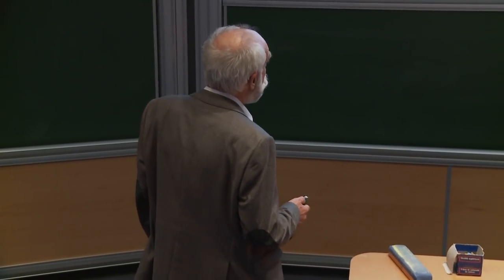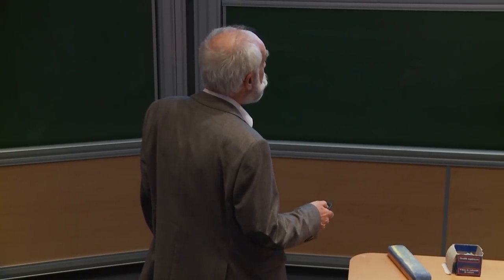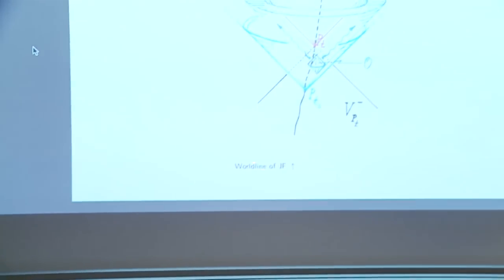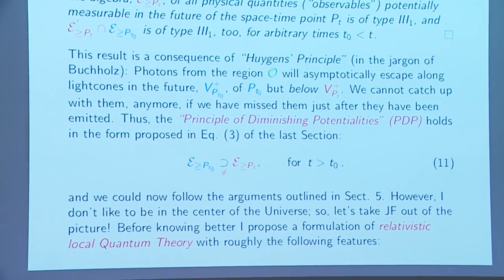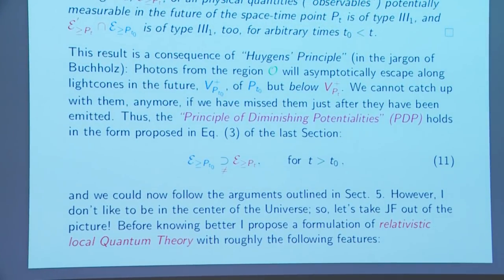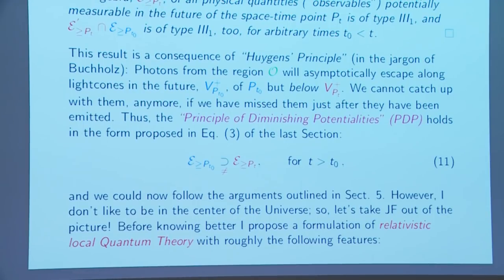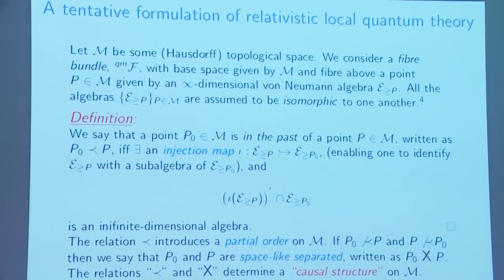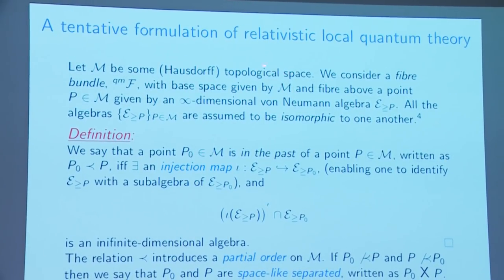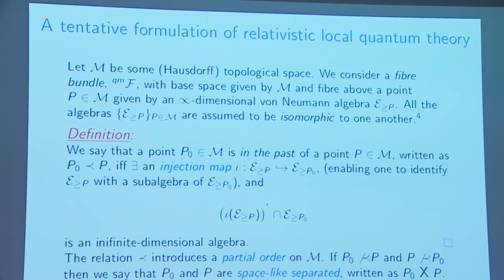Okay, now you see, I did as if relativistic quantum theory depends on my presence. I would now like to take myself out of the picture and make it independent of individual agents. And so that goes as follows. This is now a little bit stupid, but I don't know how to do it better for the time being. Probably at some point this will be superseded by more reasonable formulations.